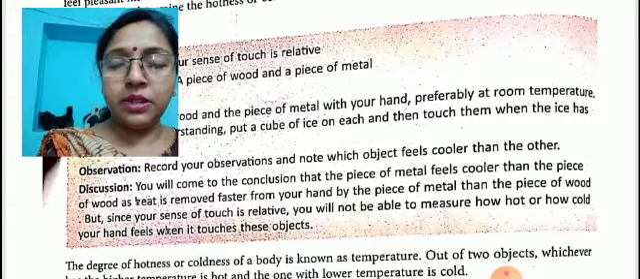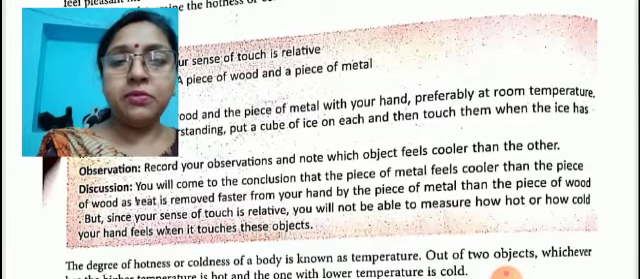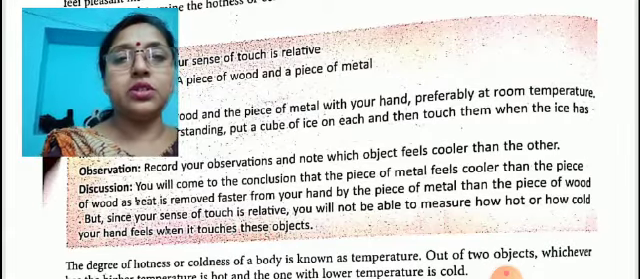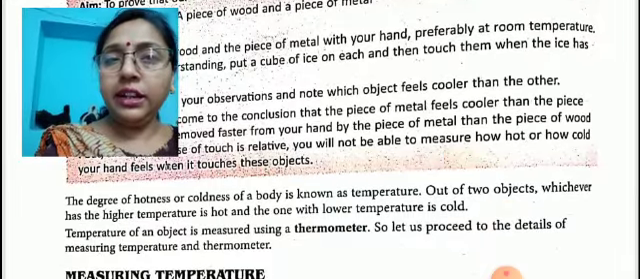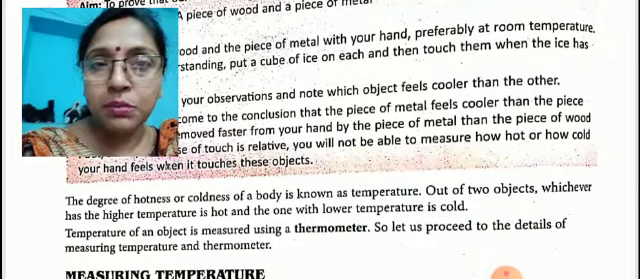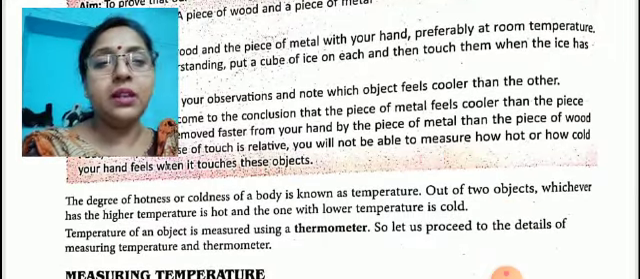So in place of that we need a device which is known as a thermometer. The degree of hotness or coldness is measured by a thermometer. Out of two objects, the one with the higher temperature is hot, and the other with the lower temperature is called cold. So the temperature of an object is measured using a thermometer.